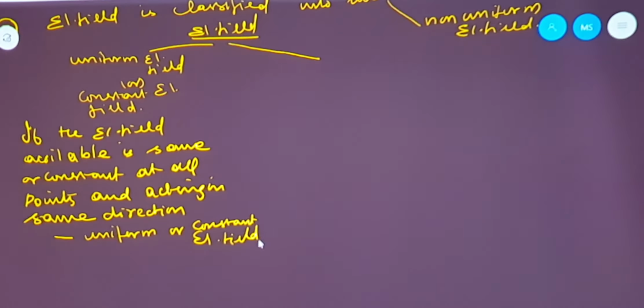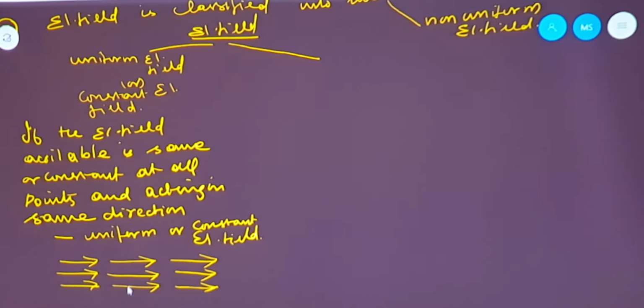See how this uniform electrical field or constant electrical field can be represented. They are being represented like this. If you draw the diagram with electrical lines acting in the same direction and having a constant magnitude at all points, then that electrical field we are calling what electrical field? Uniform electrical field or constant electrical field.